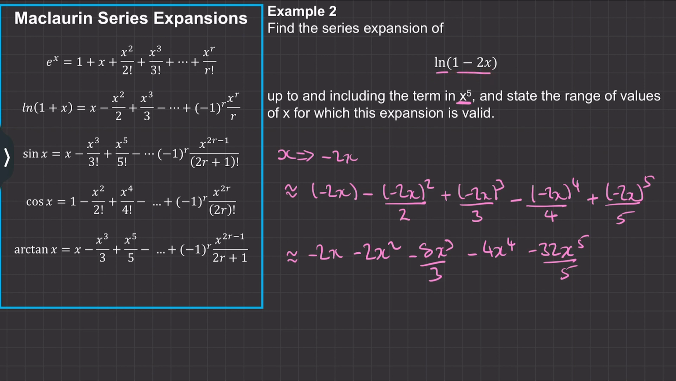Okay, so for part B, state the range of values for x for which this expansion is valid. So because it's a logarithm, we know that the x term, minus 2x, must be less than or equal to 1, but greater than negative 1. So to work out x, we need to divide both sides by -2. This will be where x is less than 1/2, but greater than or equal to -1/2. Okay, let's move on to question 3.